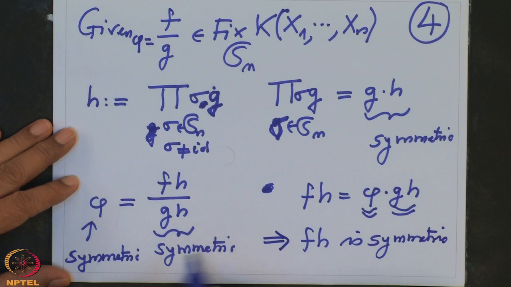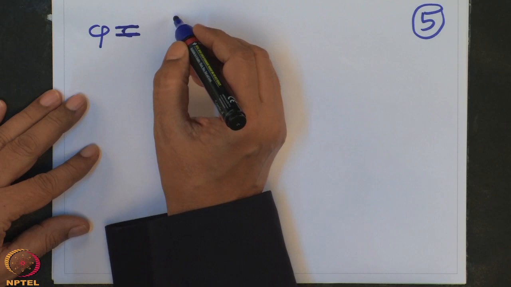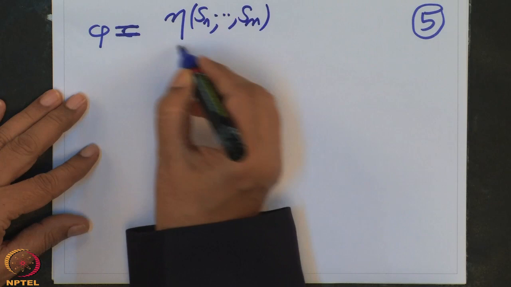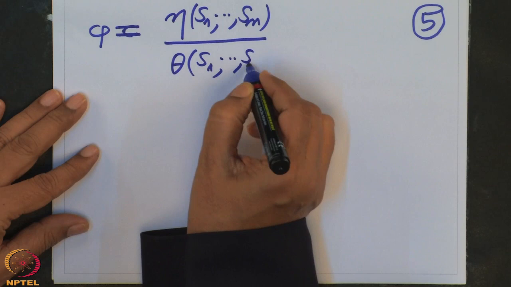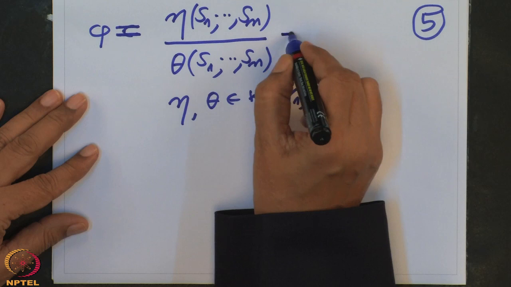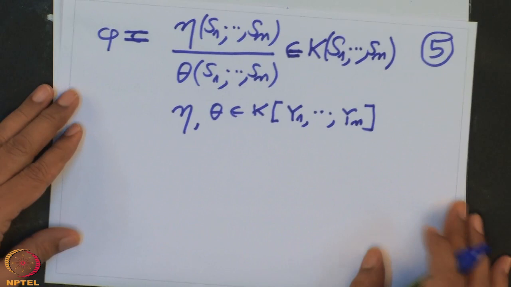Therefore we have written phi, because it's a symmetric function, as some polynomial eta of s1 to sn divided by theta of s1 to sn, where eta and theta are polynomials in n variables over k, and this is therefore an element in k(s1 to sn). So that proves our theorem for the rational function field also, and we are more interested in that.